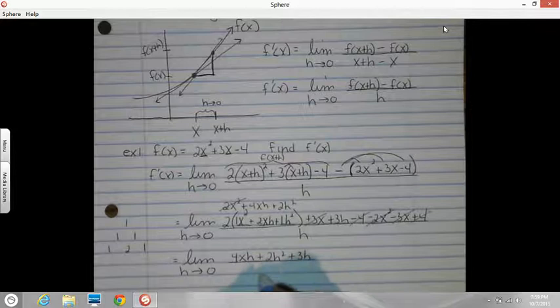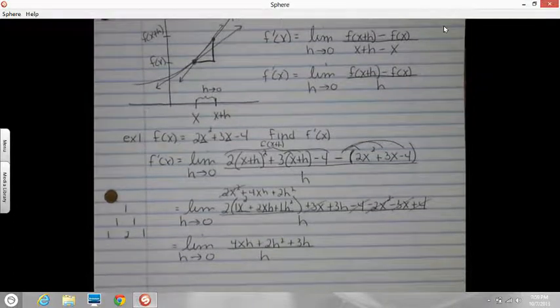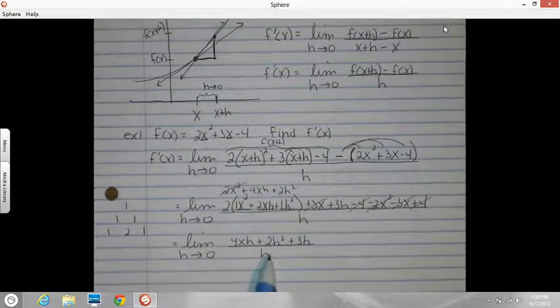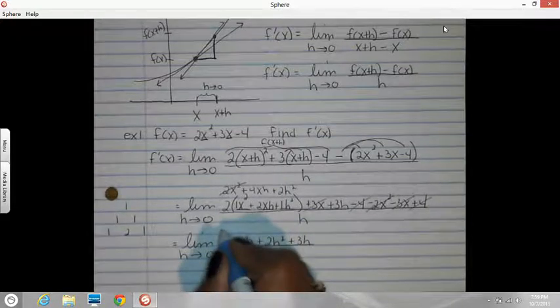all divided by h. If I substitute the 0 in, I get 0 times 4x, 0 squared, 3 times 0. I have 0 over 0. Remember, that tells me I've got a common factor. And my common factor is just an h. It's a greatest common factor for all 3 terms. So I'm going to take an h out of all 3.